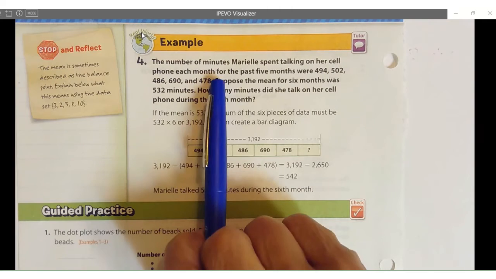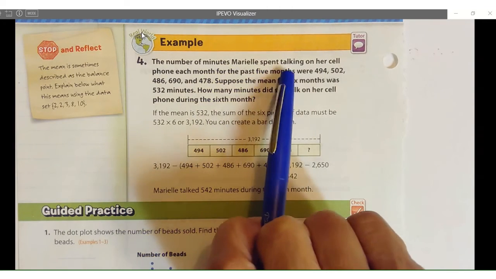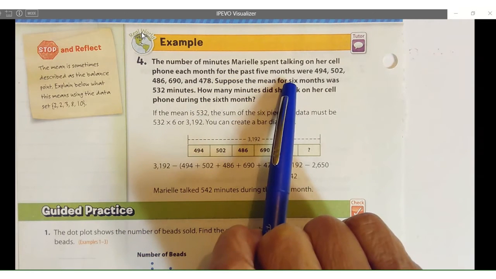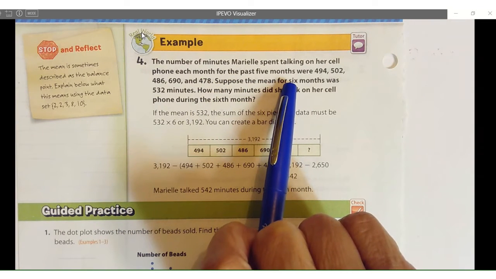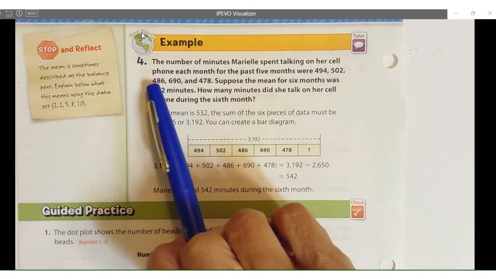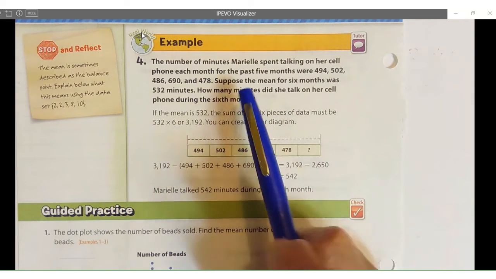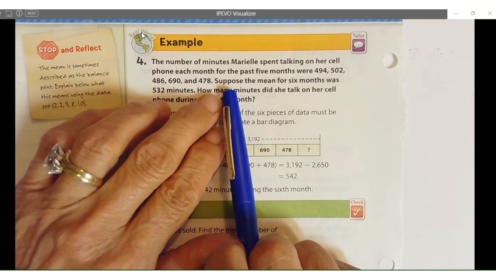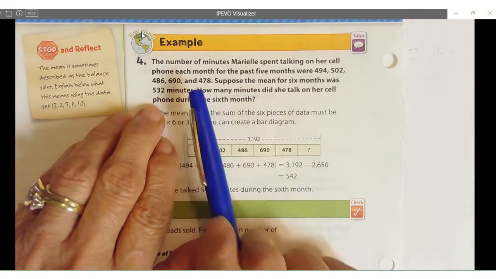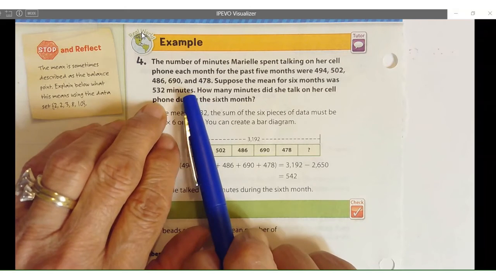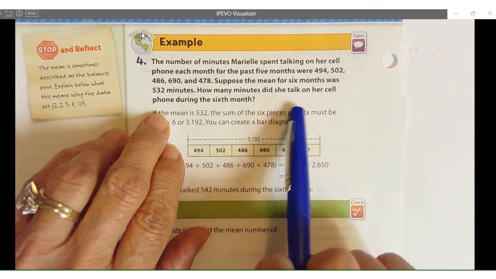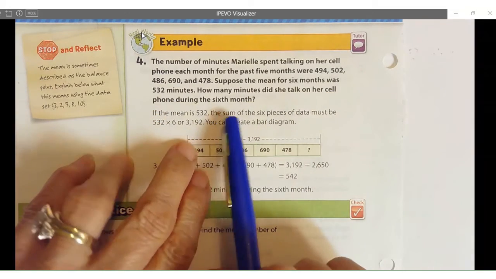The number of minutes Marielle spent talking on her cell phone each month for the past 5 months. So we have each month, there's 5 for the past 5 months, and these are the pieces of data. So it looks like we're going to do an approximate or estimate. Suppose the mean for 6 months was 532. So they've given us the mean. They've taken all these and averaged it out. How many minutes did she talk on her cell phone during the 6 months?